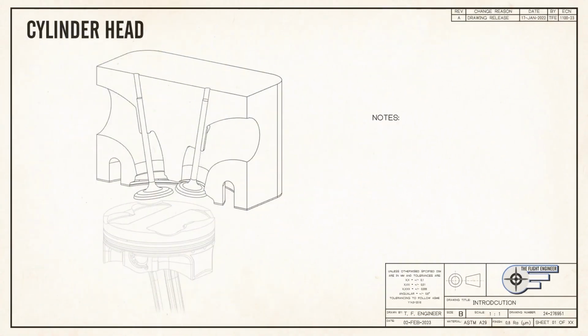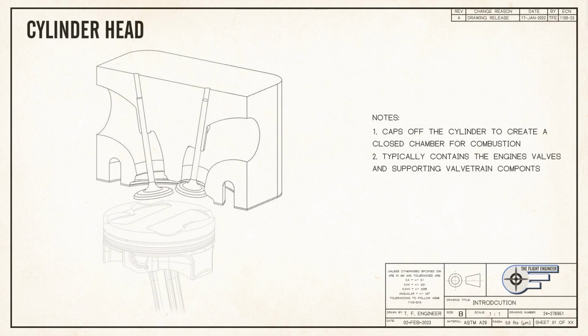Sitting on top of the cylinder block is the cylinder head. The cylinder head caps off the top of the cylinder, forming a closed combustion chamber in which the fuel and air mixture can be burnt. In most types and layouts, the head will contain valves that let the intake charge in and exhaust gases out. In most applications, the head shares fluid passages with the block, allowing for full cooling and lubrication of the engine.